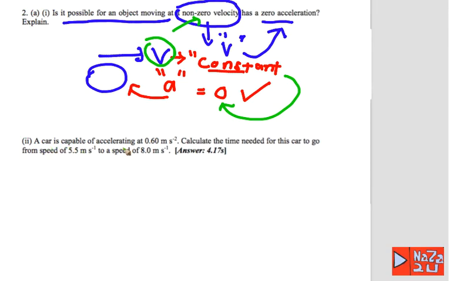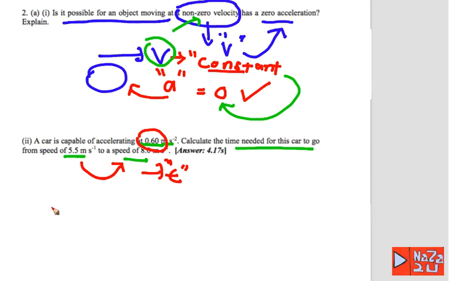A car is capable of accelerating 0.60 meter per second square. Calculate the time needed for the car to go from speed 5.5 meter per second to speed 8 meter per second. Meaning the object accelerates from 5.5 to 8 meter per second, and the acceleration is 0.6 meter per second square. So what is the time taken for the process here?